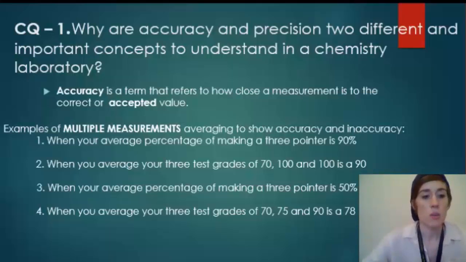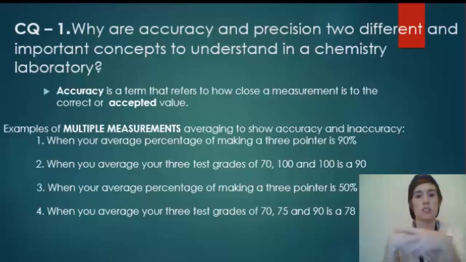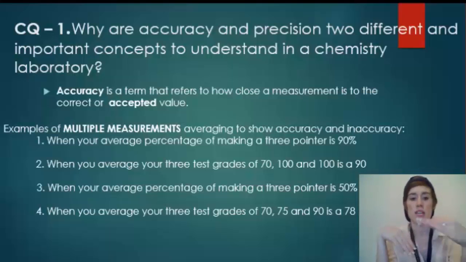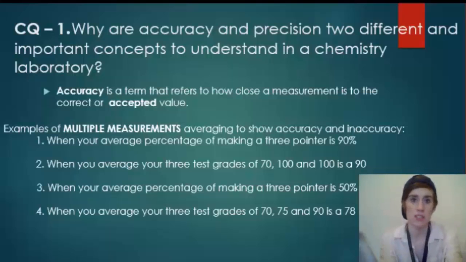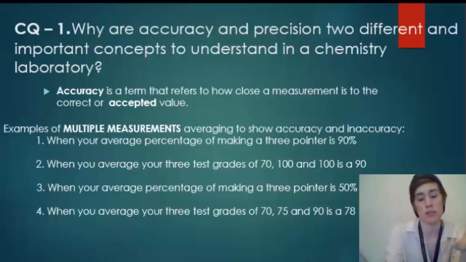Number 3 says when your average percentage of making a three-pointer is 50%. That is an inaccurate average. Number 4 says when your average of the 3 test grades of 70, 75, and 90 are averaged together, they become a 78, we would say that's an example of inaccurate multiple measurements.